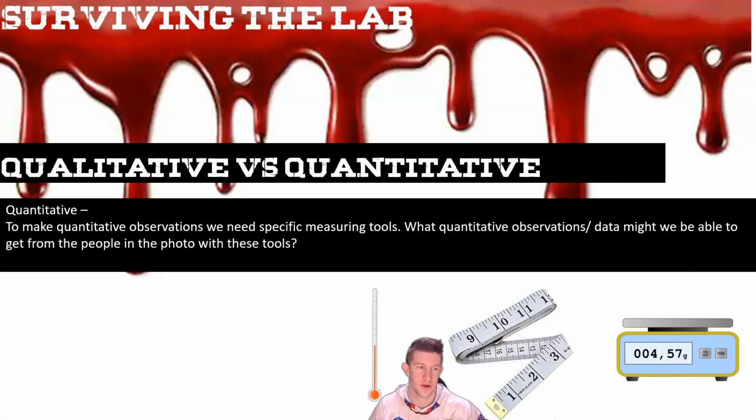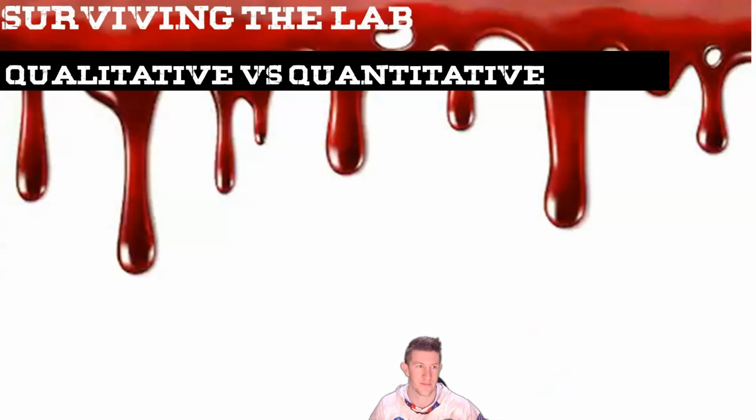Quantitative data. To make quantitative observations, we need measuring tools. If we count a person, that's easy enough. We can just say there are 3 people in that image. But if we want to measure things scientifically, we need a tool. We need rulers, thermometers, scales, all these kinds of things. So we need apparatus, as we would call it in an experiment, in order to obtain this.